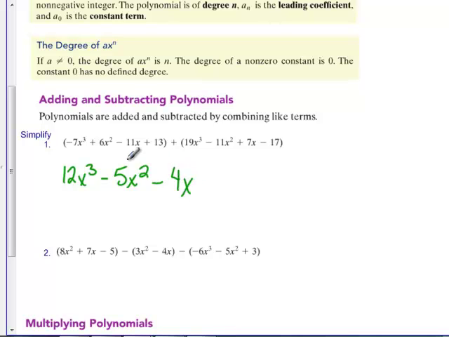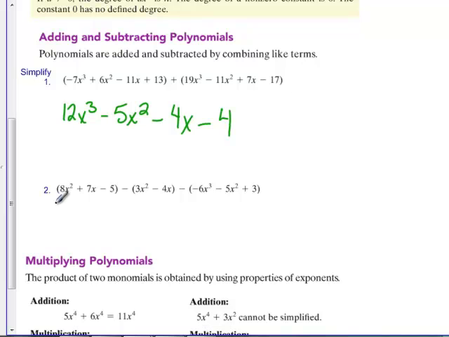Yep, minus 4x, plus 13, minus 17. So the adding part's super easy. The subtracting, we have to do one extra step. Subtraction is like a negative 1 being on the outside and being distributed. So if you want to get rid of these parentheses, you have to distribute.